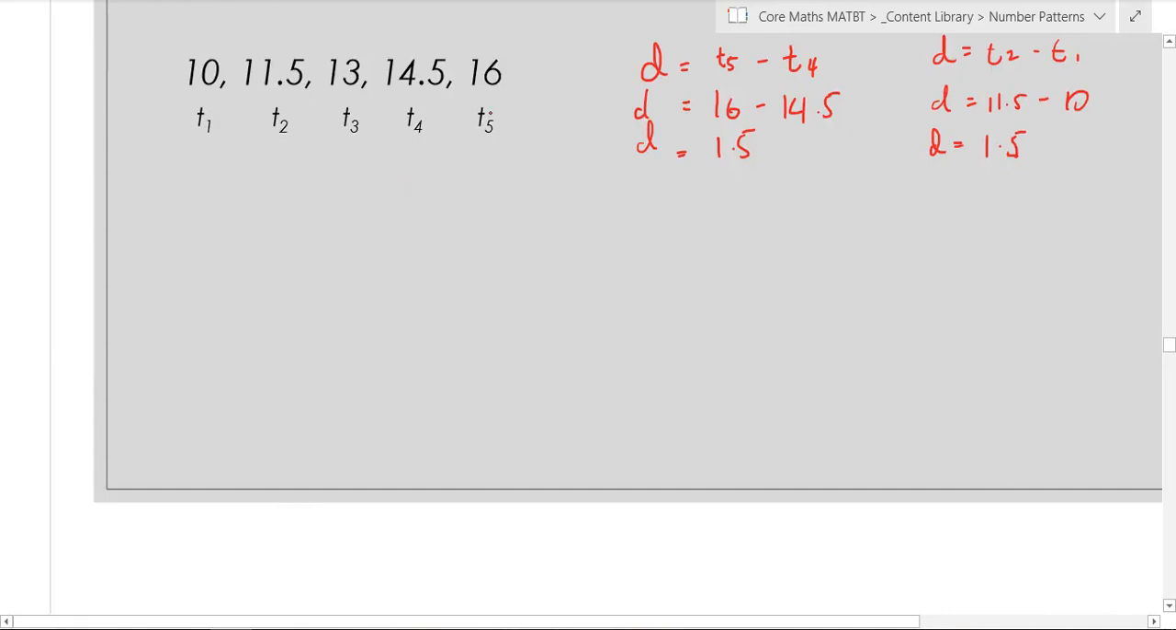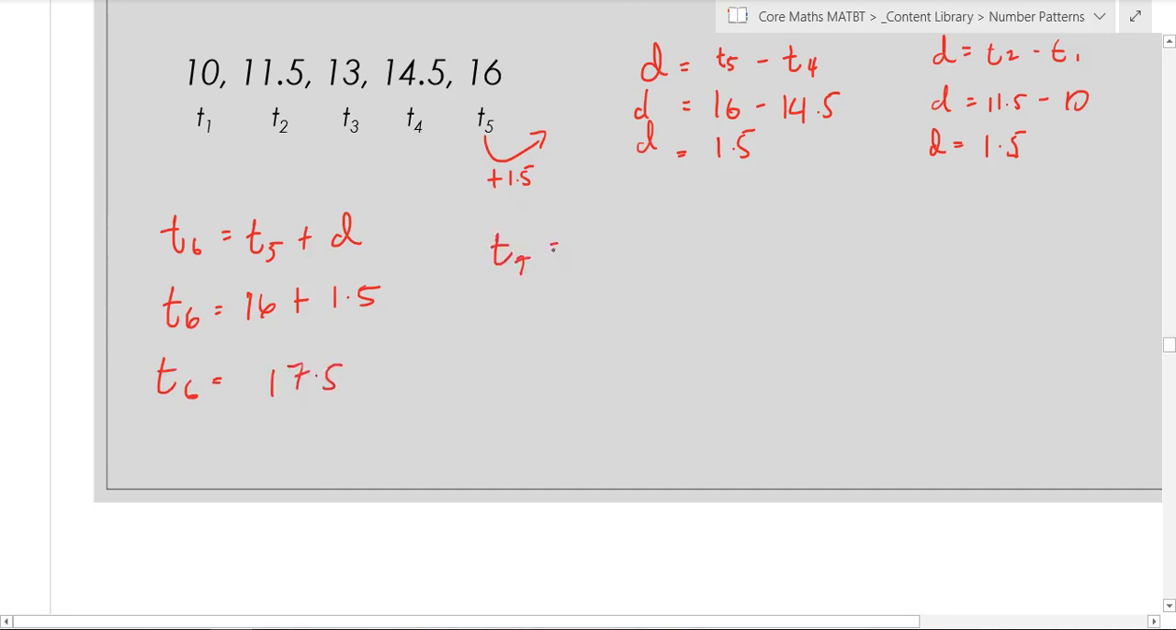So I know that T5 is 16, okay? So how do you get T6? Well, to show the working out for T6, it would be T5 plus 1.5, the common difference. So I would show it as T6 equals T5 plus whatever the common difference is. So T6 is equal to 16, which is what T5 was, plus the common difference of 1.5. So T6 should be 17.5.